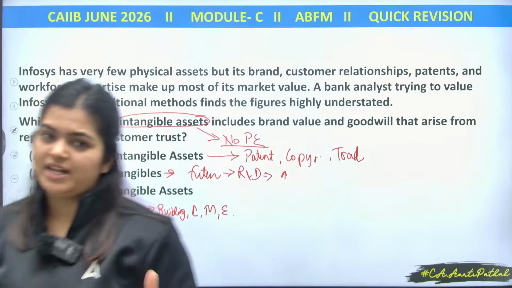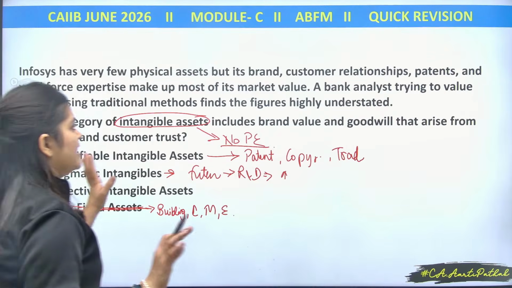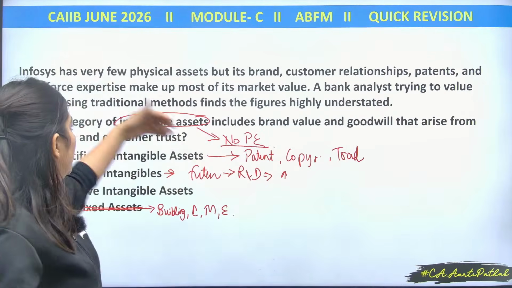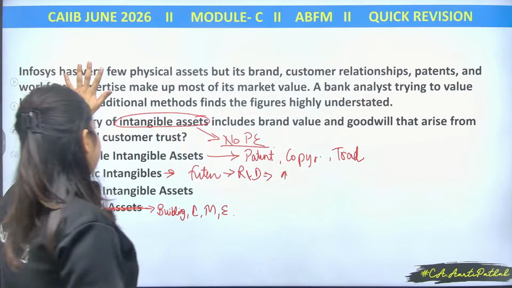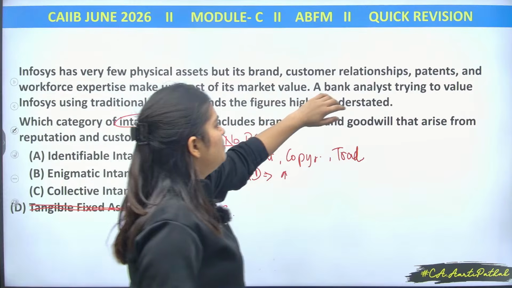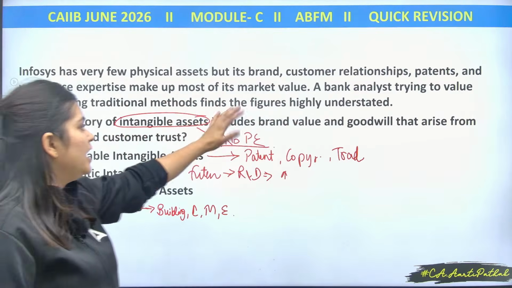Now please read this question again, and if you want to change your answer, you are free to do it. Yes, what do you think? As per the given question, they are saying Infosys has very few physical assets. Understood, because that is a software company. But its brand, customer relationships, patents, and workforce expertise make up most of its market value. Now, bank analysts trying to value Infosys using traditional methods find the figures highly understated.